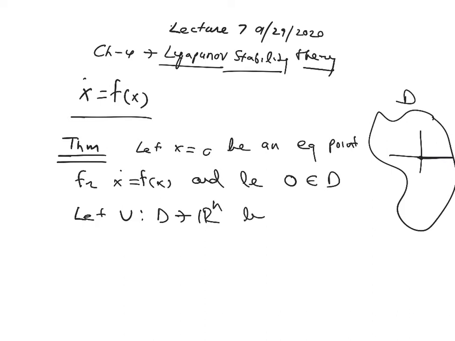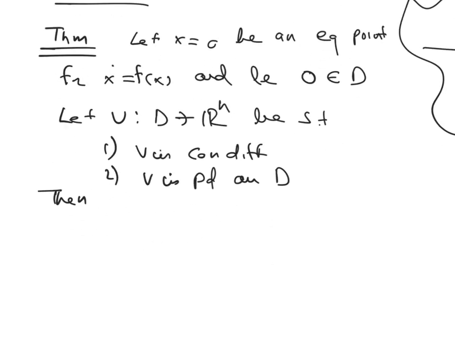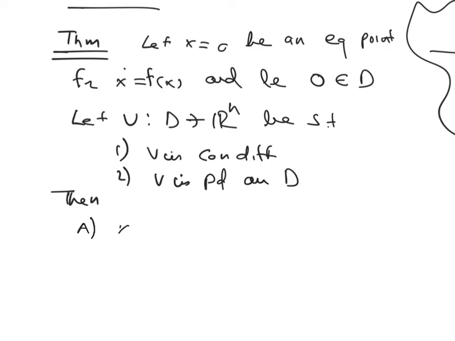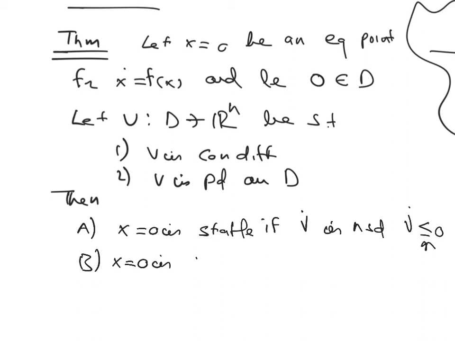operate on D, such that, first, V is continuously differentiable. Second, V is PD, positive definite, on D. Then we are saying two things. A: x equals 0 is stable if V dot is negative semi-definite, that means V dot is less than or equal to 0. The equal to sign is important here, because of it we cannot say that it is asymptotically stable, but just stable. We'll prove it. B: x equals 0 is asymptotically stable if V dot is negative definite. Let's prove it.